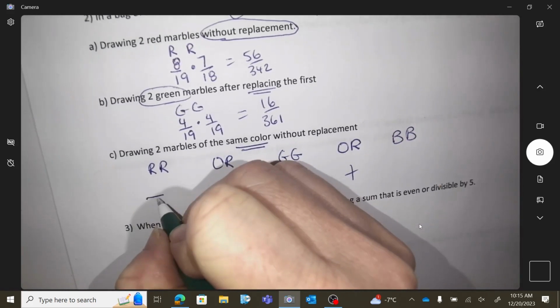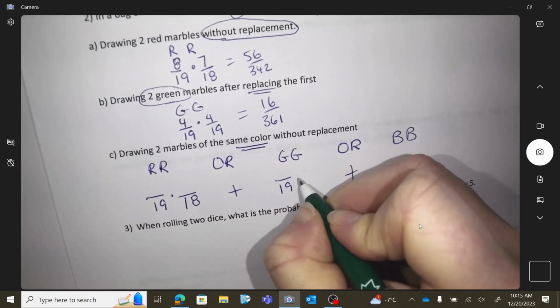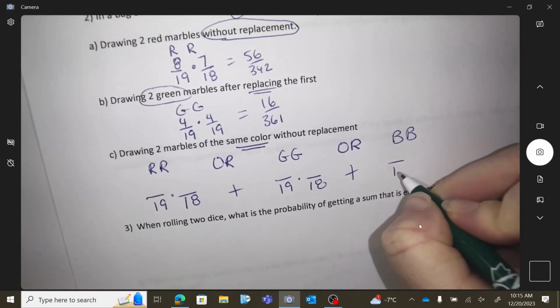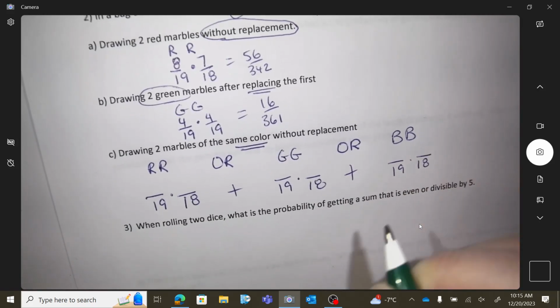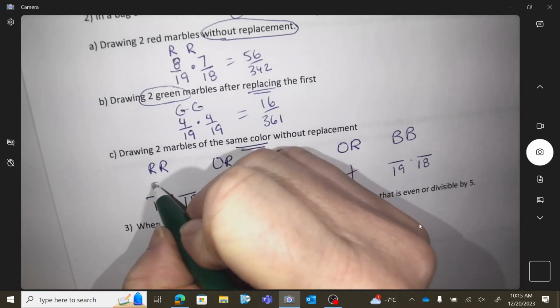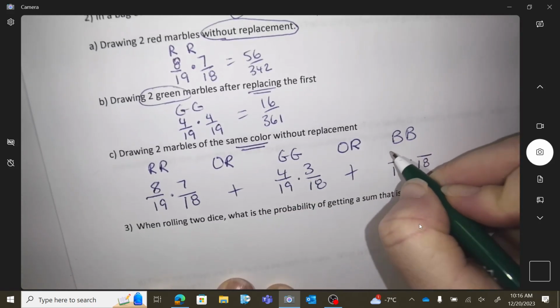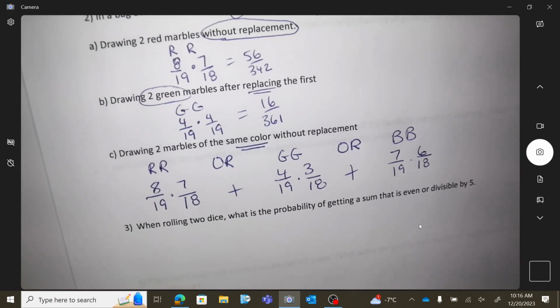Without replacement, would you agree the bottoms are always going to say 19 and then 18? Right? If we do not replace, the first draw there was 19, and then on the second draw there would always be 18 then. And then these will always also go down. So reds, 8 and then 7. Okay, without replacement, they go down.